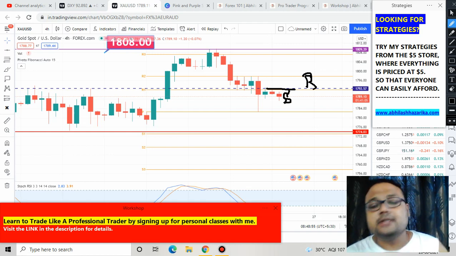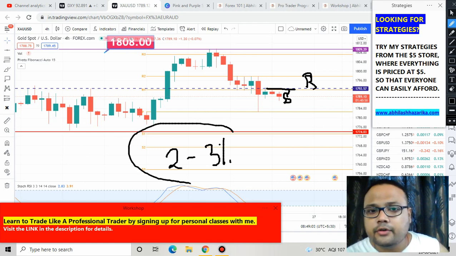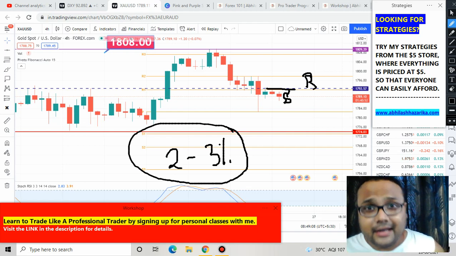You can initiate a sell position here, and just keep in mind that you should follow proper risk management and not risk more than 2 to 3% of your trading capital, because as we all know, we can just do the analysis part. The rest is not in our hands.